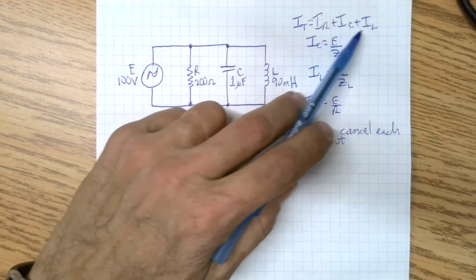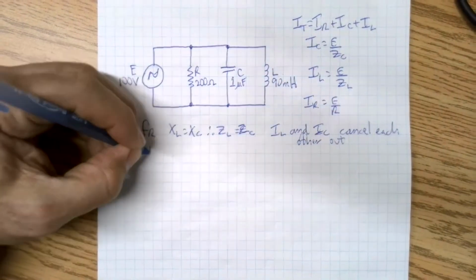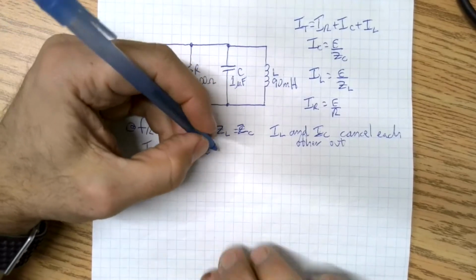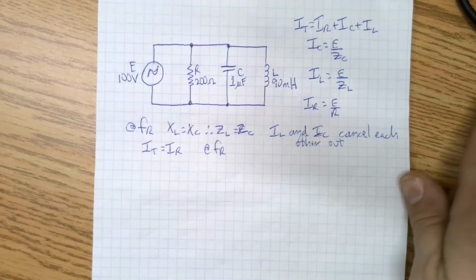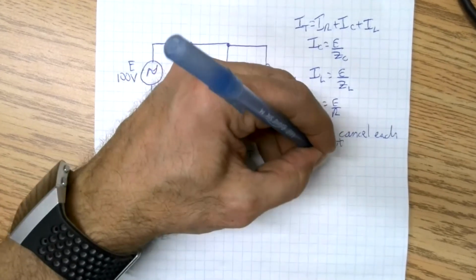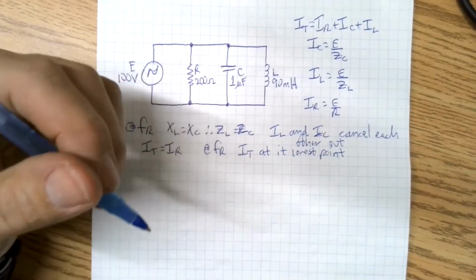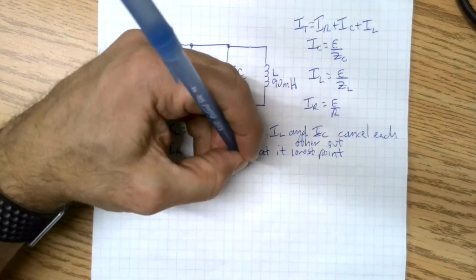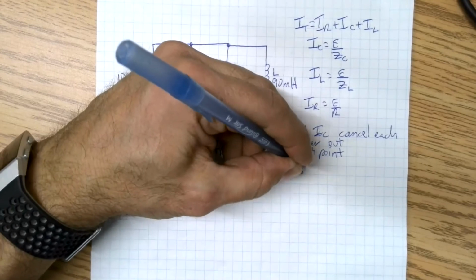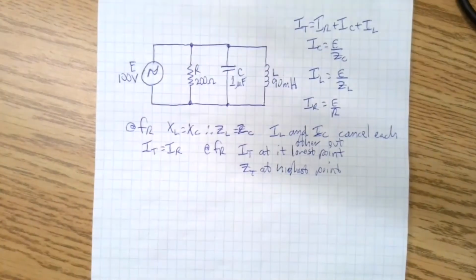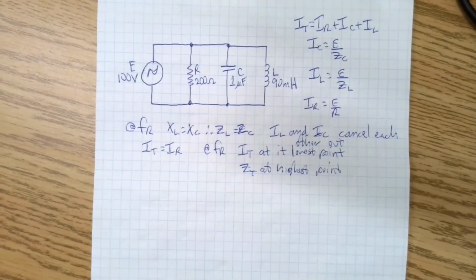So what does that mean? If IL and IC cancel each other out, that means that IT is equal to IR. Now, at resonant frequency, since we've lost those branch currents, that means that IT is at its lowest point. If IT is at its lowest point, that means that Z must be at its highest point. All right? So IT is at its lowest point and ZT is at its highest point. That does not mean that IC and IL are equal to 0. It just means that IC and IL cancel each other out.